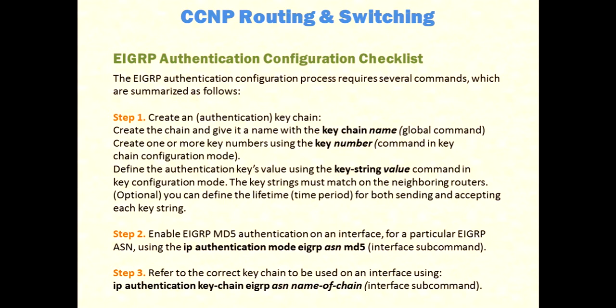Step 2. Enable EIGRP MD5 authentication on an interface for a particular EIGRP autonomous system number using the ip authentication mode eigrp autonomous-system-number md5 interface subcommand. Step 3. Refer to the correct keychain to be used on an interface using the ip authentication key-chain eigrp autonomous-system-number name-of-chain interface subcommand.